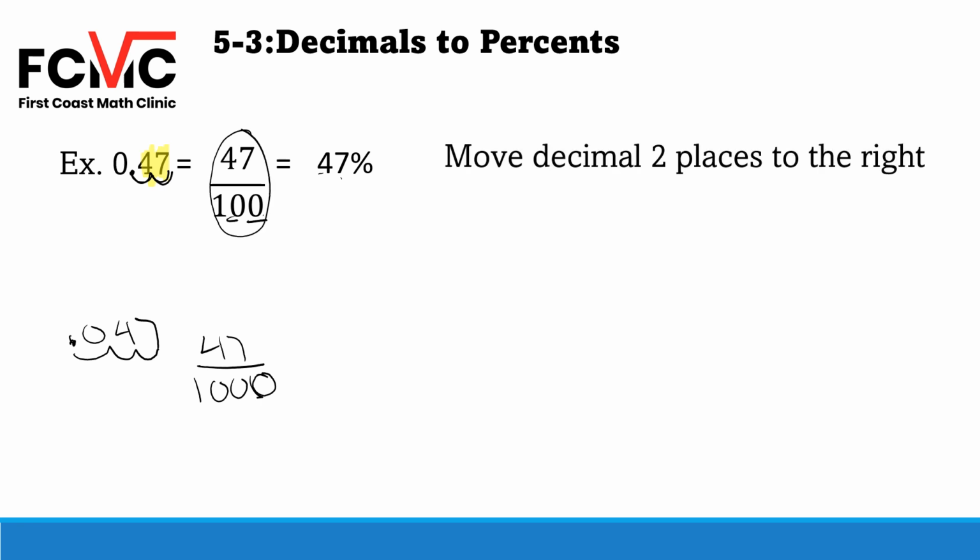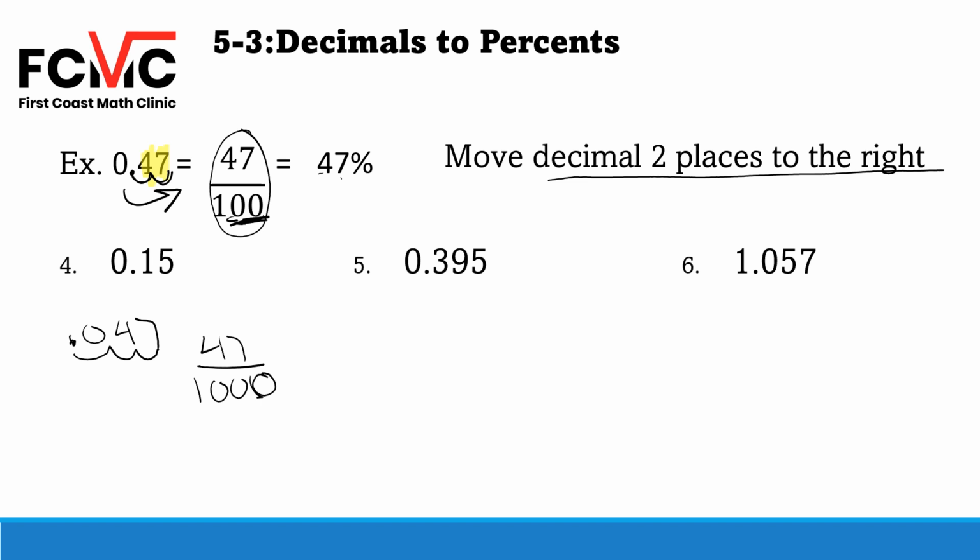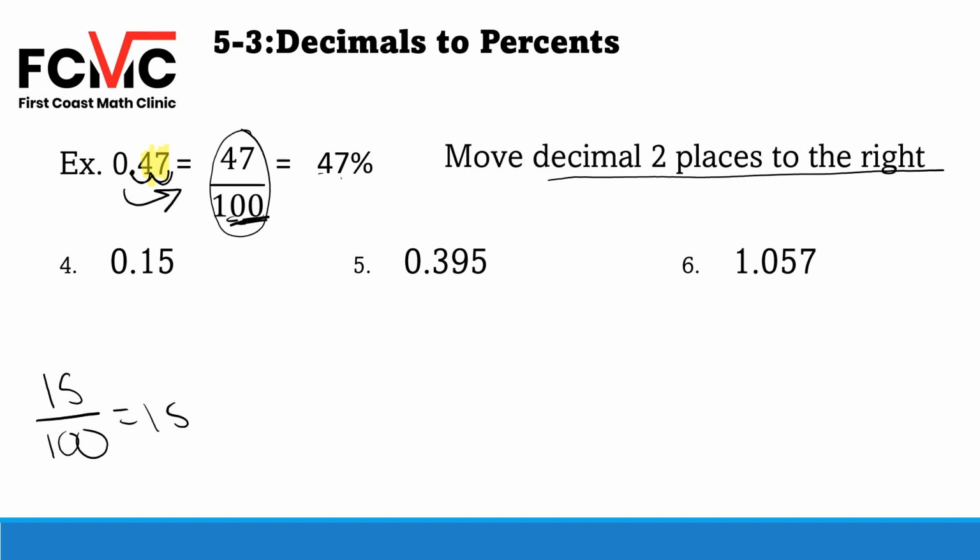So how do we do this? Well, we moved our decimal point 2 places to the right now, right? So now our decimal point is going to the right. And it's going 2 places because we're counting for 2 zeros. So let's do a couple examples. So number 4, excuse me, we've got 0.15. So this is just 15 out of 100, which we know is going to be 15%. So we're moving our decimal point 2 places to the right, 1, 2. So it's 15 out of 100, or 15%.